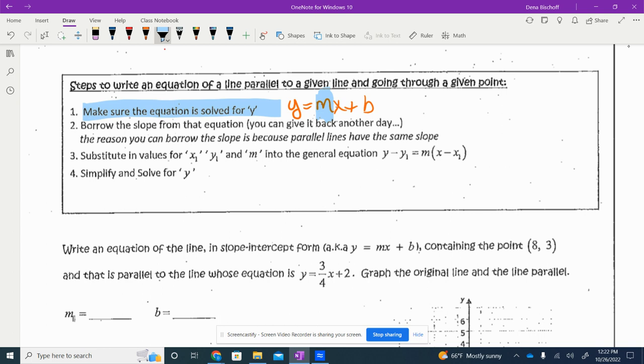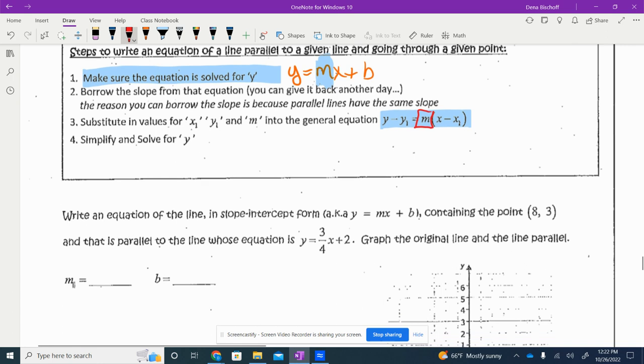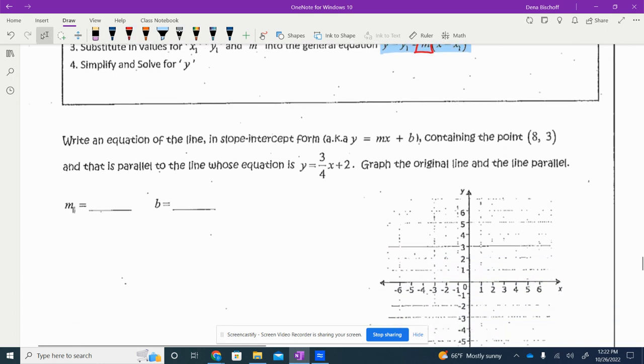Sometimes you might have an equation in this form. If you have the equation already written in this form, which is called point slope form, can you just borrow the slope from here? Is it the same thing? Yes, it is. So we're going to start by figuring out the slope of the current equation. I'm going to write the current equation that we're looking at, y equals 3/4 x plus 2.